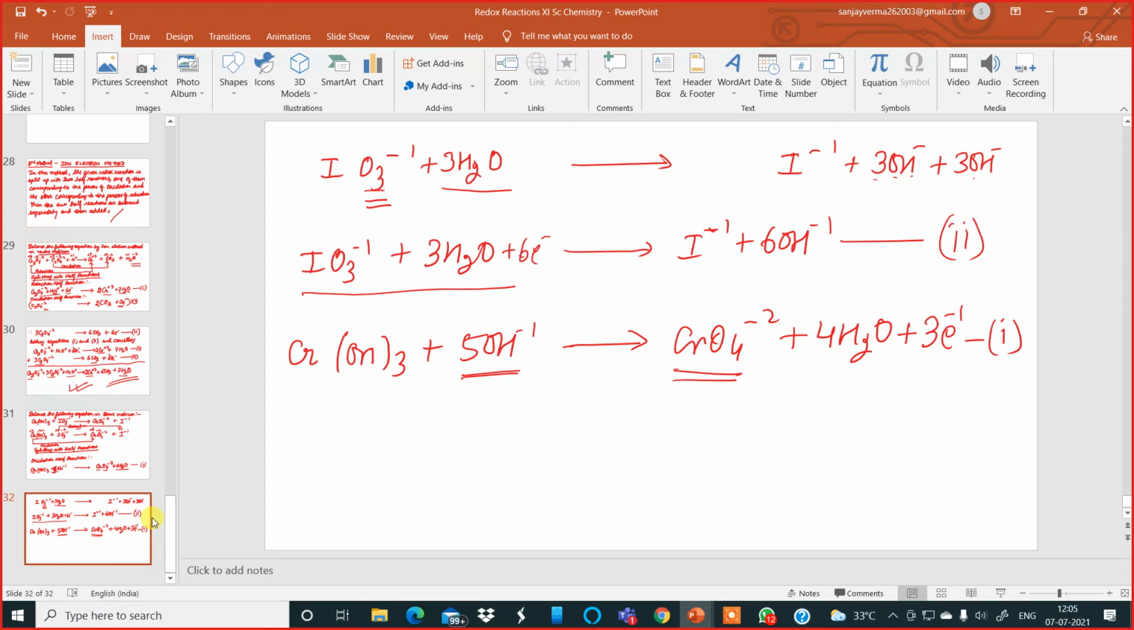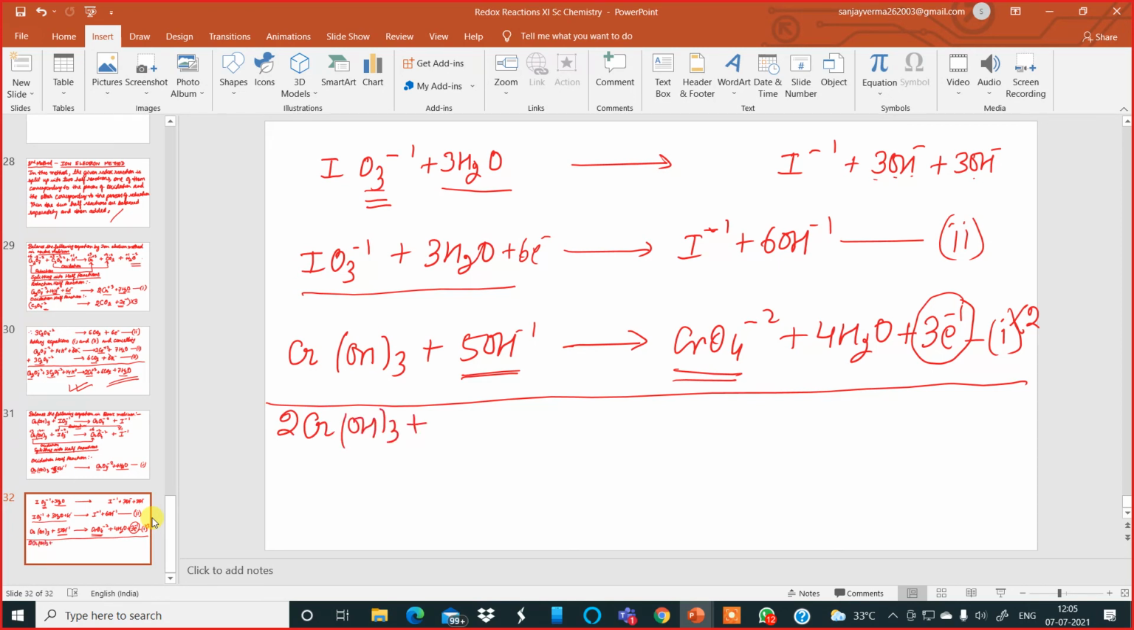Now I will add equation 1 and 2. But before that I must check whether the number of electrons is the same or not. You see over here there are 3 electrons, here there are 6 electrons. So I have to multiply this equation by how much? By 2. So I write this equation once more. So this becomes 2CrOH thrice plus 10 OH minus 1 giving twice CrO4 minus 2 plus 8 H2O plus 6 electrons.